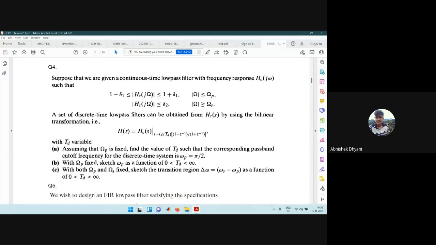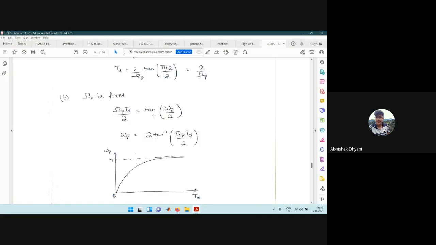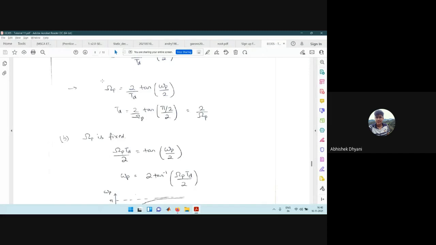Coming to part B, it says that now capital omega p is again fixed. We have to plot small omega p as a function of Td. Okay, so let's see. So now we have capital omega p fixed. I have again used the same relationship as this one. I have taken Td to this side. Capital omega p is fixed. I am trying to make small omega p the subject so that I can plot it versus Td. And in that case, I will get this relation.